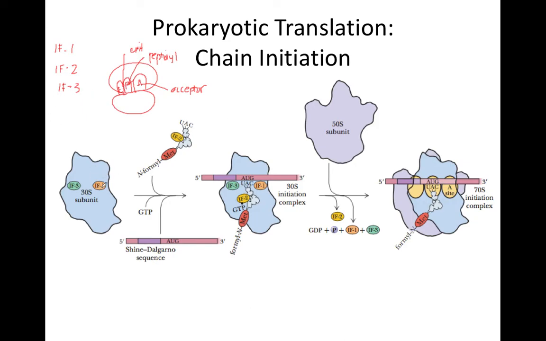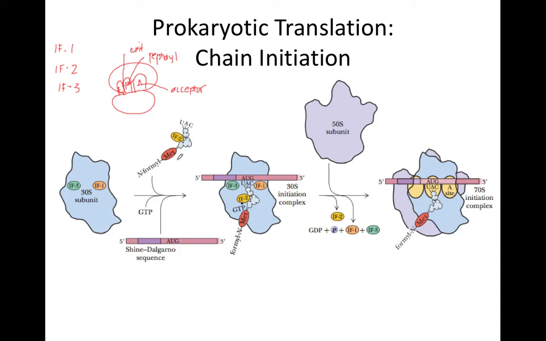So here, your initiation factor 1 blocks the possible A site so that the initial tRNA does not bind here, whereas initiation factor 3 binds near the E site, and it prevents the large subunit from interacting with your small subunit. That's because you still want to assemble everything before the 50S subunit comes in.